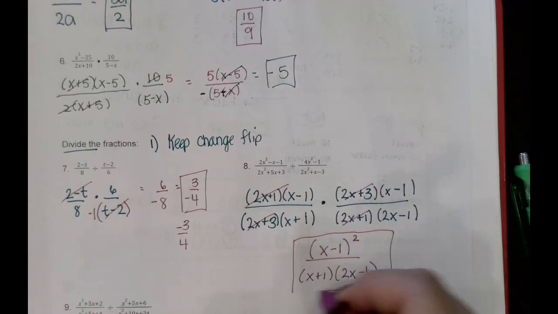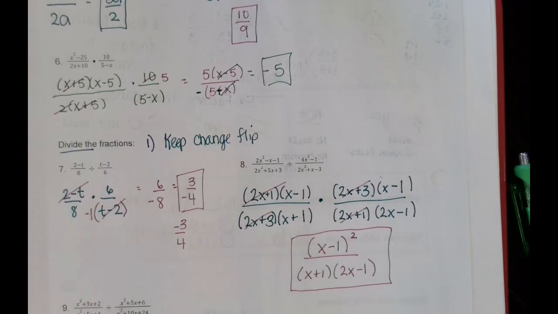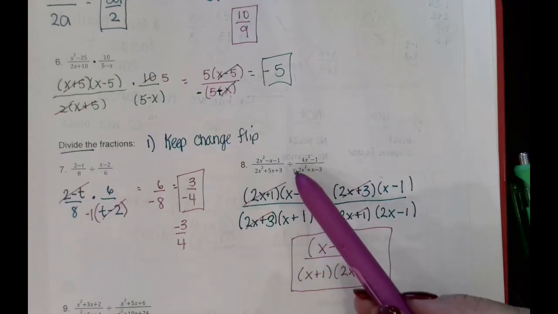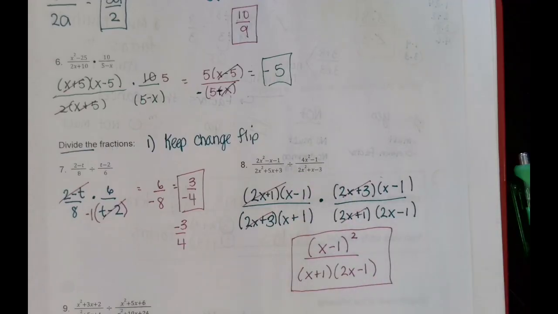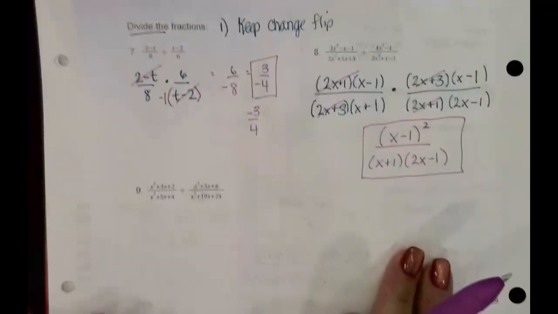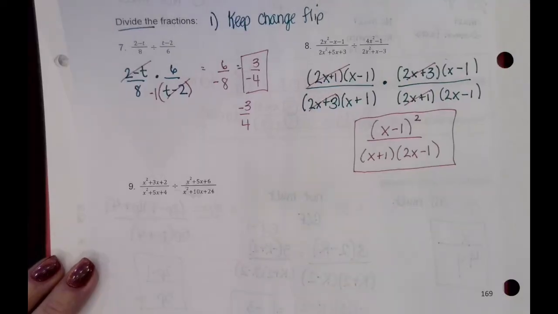So that still looks a little sloppy, but it simplifies. So we did the operation, which was division, and this is what we end up with. Okay, so this last one that's super busy, go ahead and try this, pause the video, try it, and then come back and check your answer.